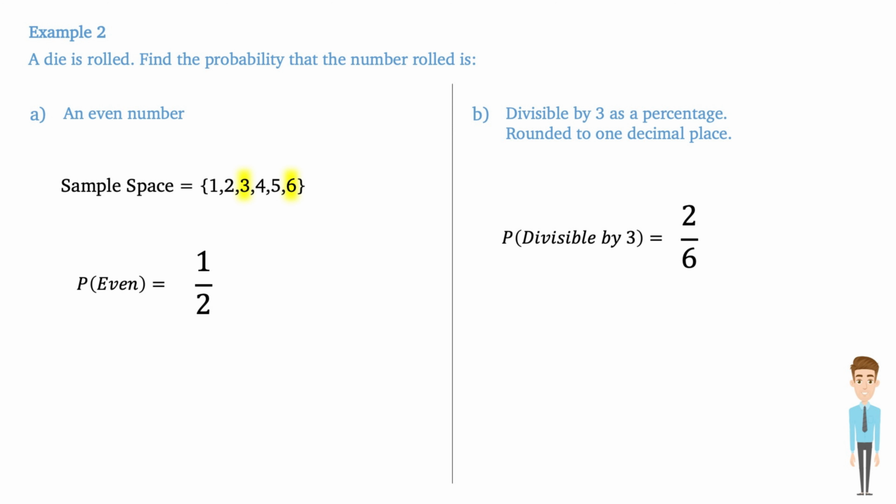We need to write our answer as a percentage. To convert a fraction to a percentage, simply multiply the fraction by 100, giving us an answer of 33.3%.